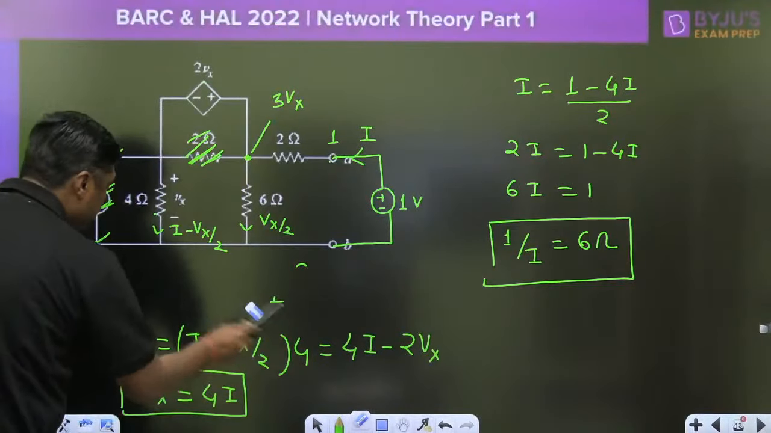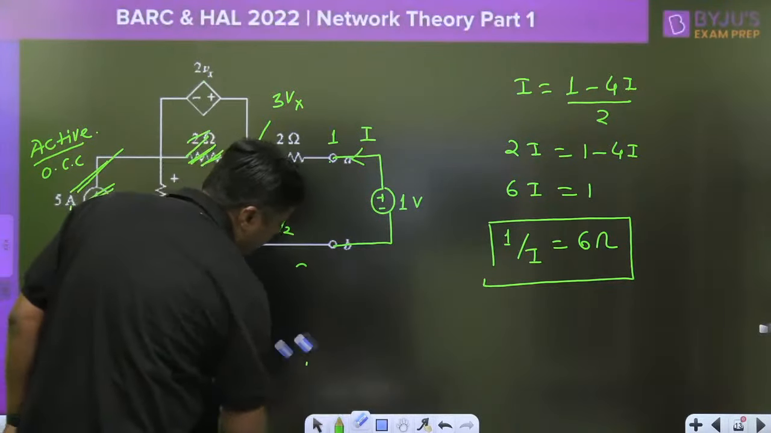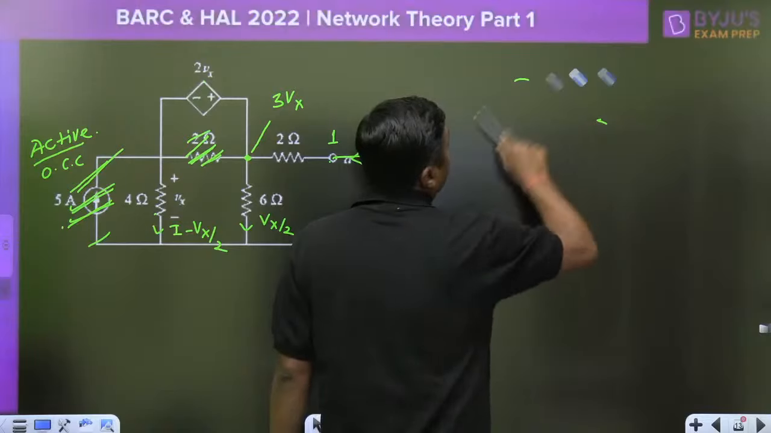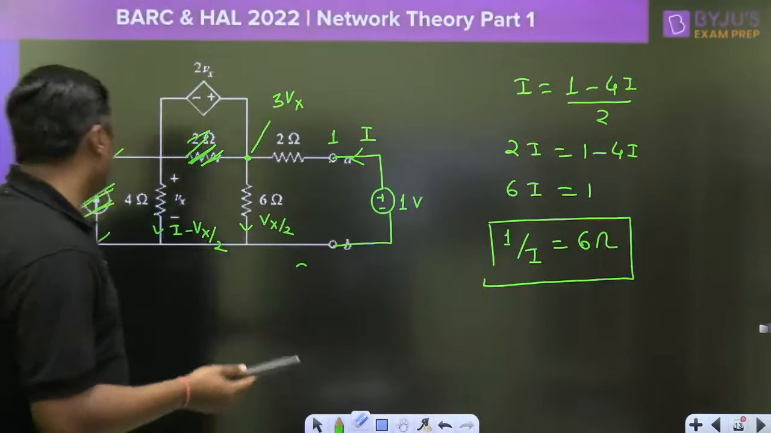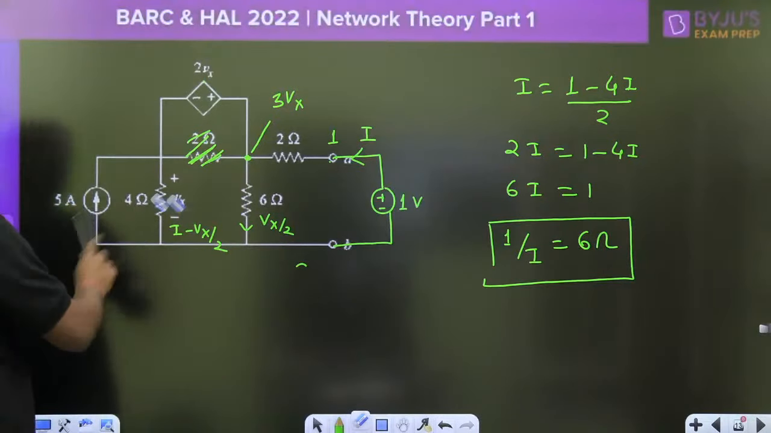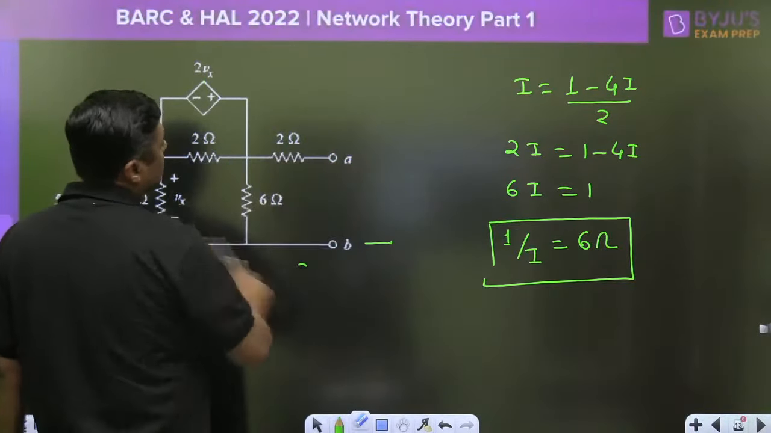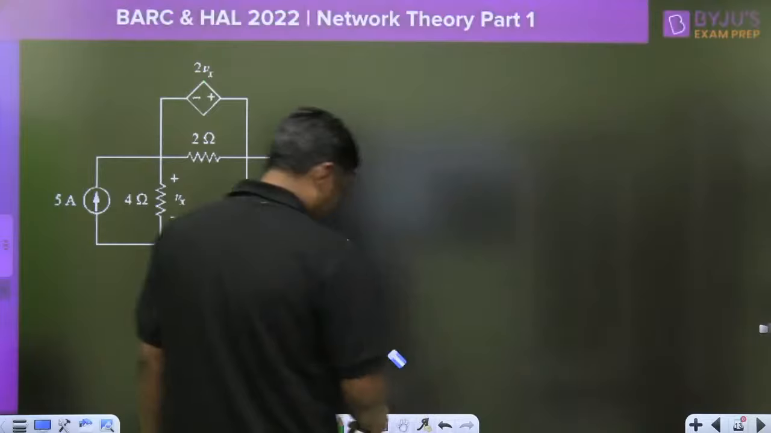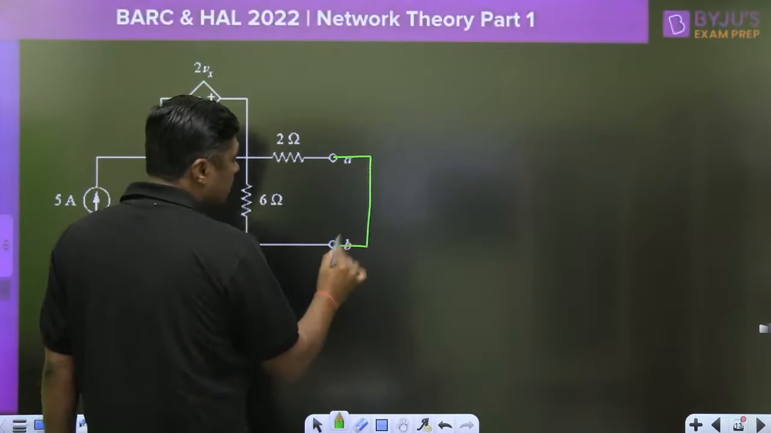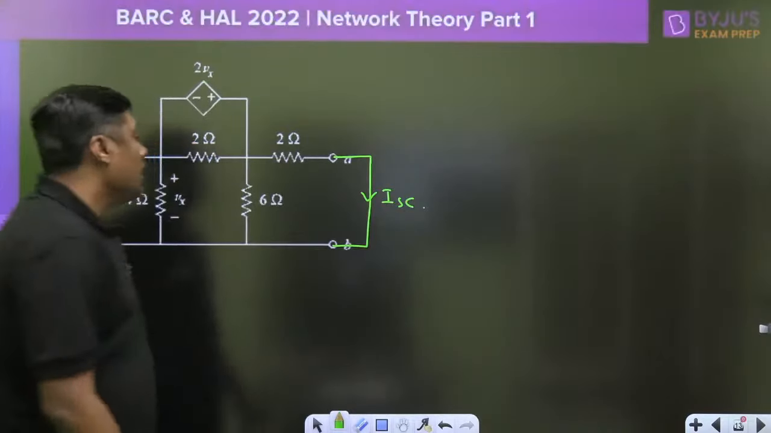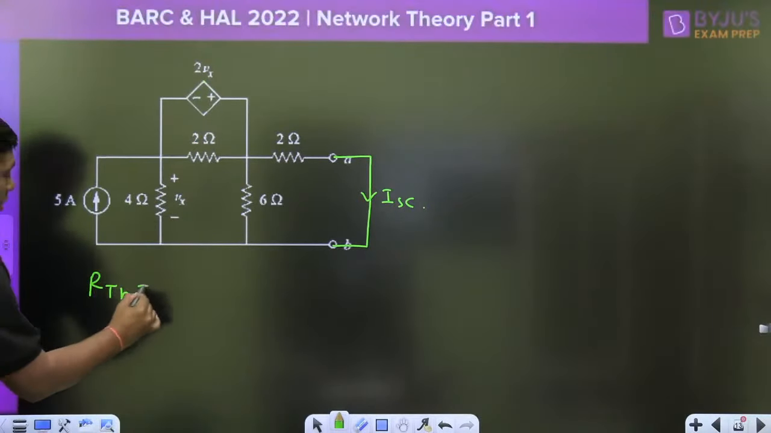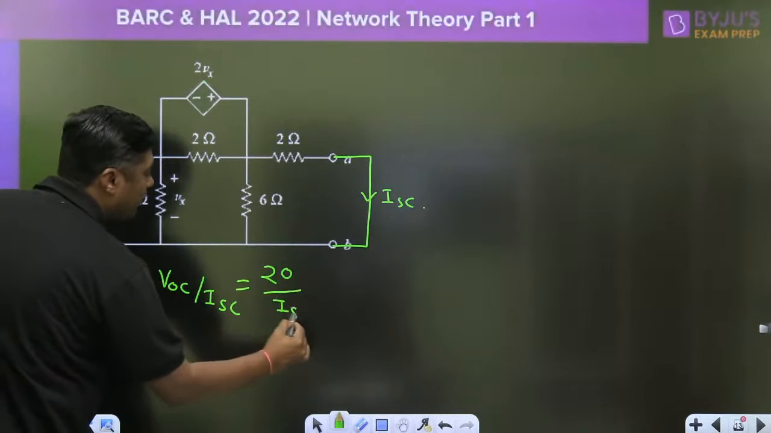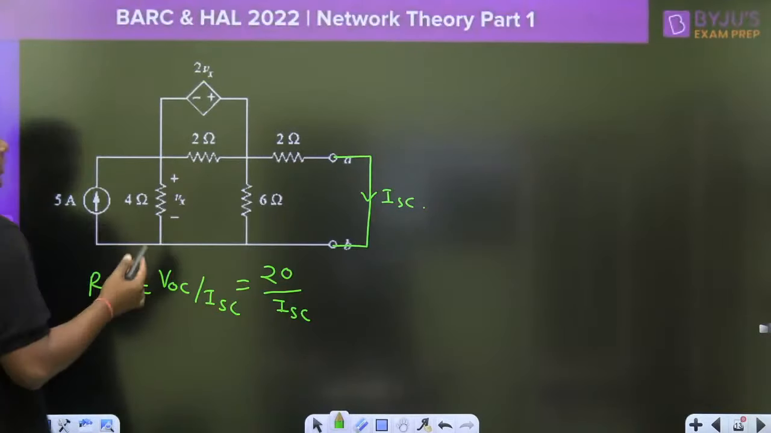Another easy method for this, very simple. You can use this one in exam hall, because no doubt we are going to get one question from Thevenin's. Or if we have already solved VOC, we have the value of VOC, then make it short circuit. Now you can find the ISC also, because RTH is nothing but VOC upon ISC. We have the VOC 20 volt, then you can find the ISC. Just I'm giving you the hint.